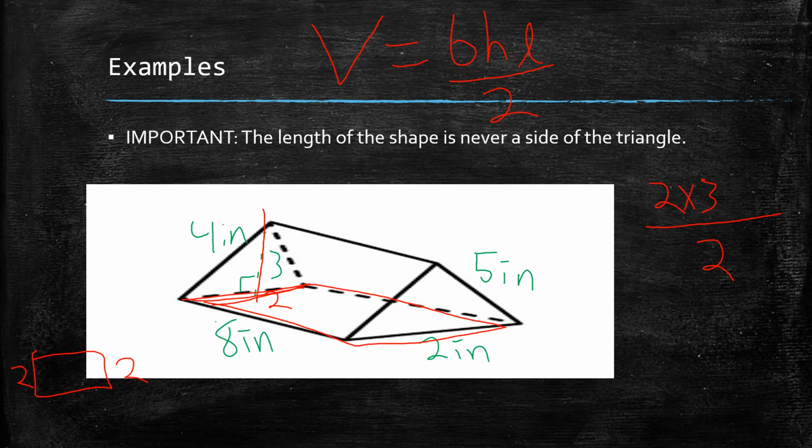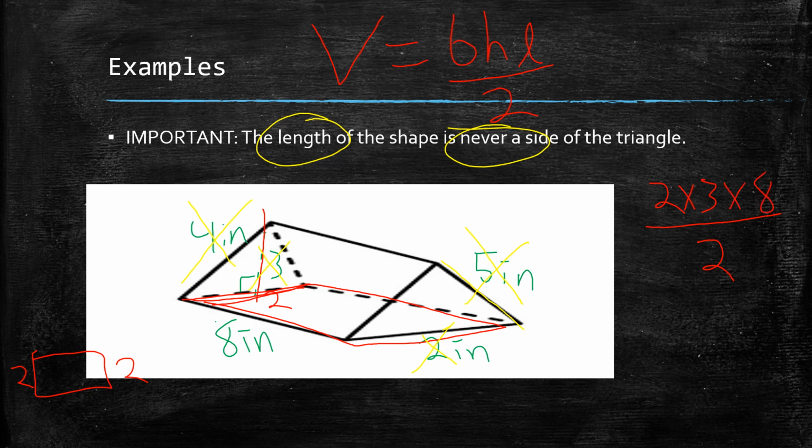Okay, so I'm going to highlight it again so that you can just keep hearing it. The length of the shape is never a side of the triangle. I've already used the 2. I've already used the 3. Do you see the 5? It's this part of the triangle, so I'm going to cross it out. Now look at this side of the triangle. It's a 4, so I'm going to cross it out. That leaves me with 8.